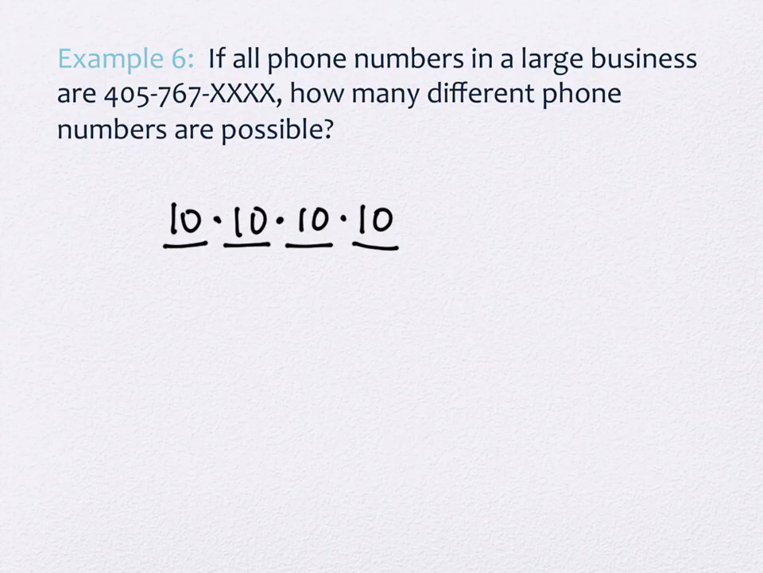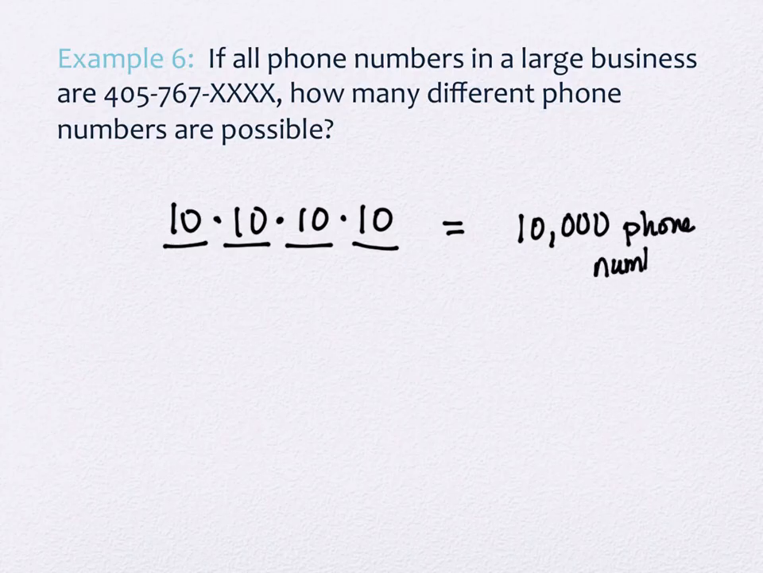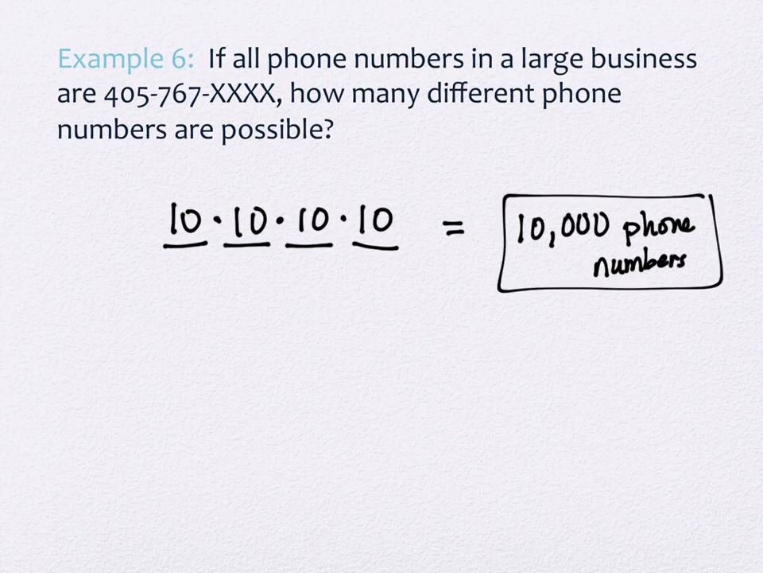There's 4 X's at the end, 4 empty places of digits. And if I multiply this together, what is 10 times 10 times 10 times 10? It is 10,000. There are 10,000 phone numbers. That's a lot of phone numbers. You probably don't need that for most companies, right? Probably not. 10,000 different phone numbers.